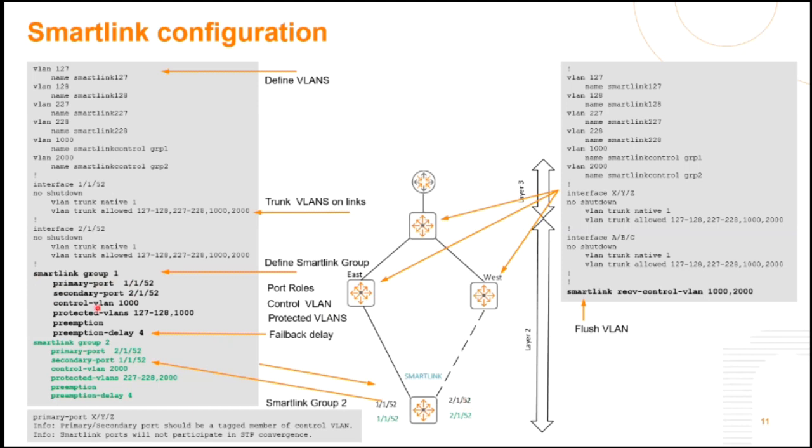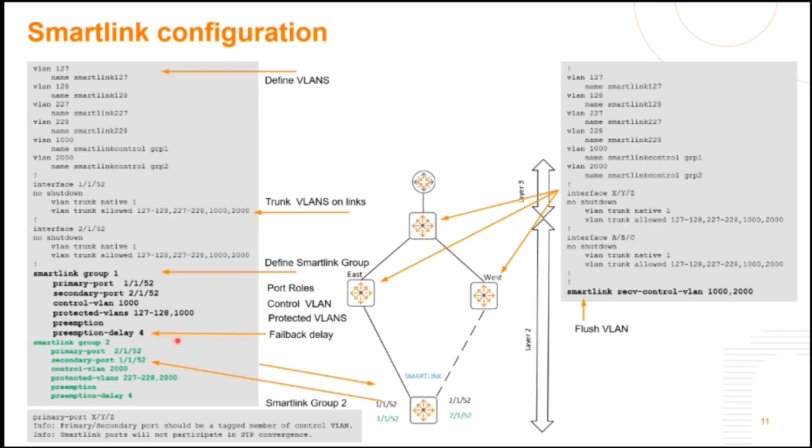I define my control VLAN. So this is what's going to be used for flushing packets, flushing addresses, and you can see I've got that on the uplinks. Then I defined my two protected VLANs, but the control VLAN also has to be part of the protected VLAN as well. That's best practice. Then I've also defined a preemption, and I've also defined a preemption delay.